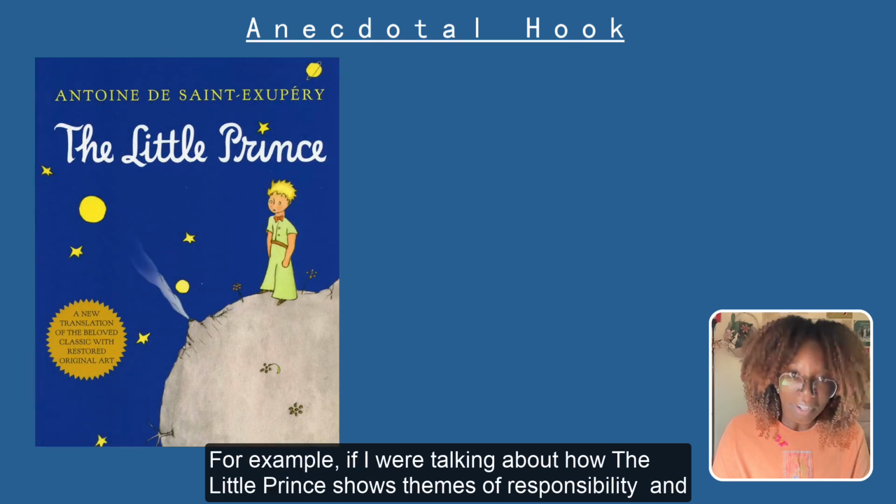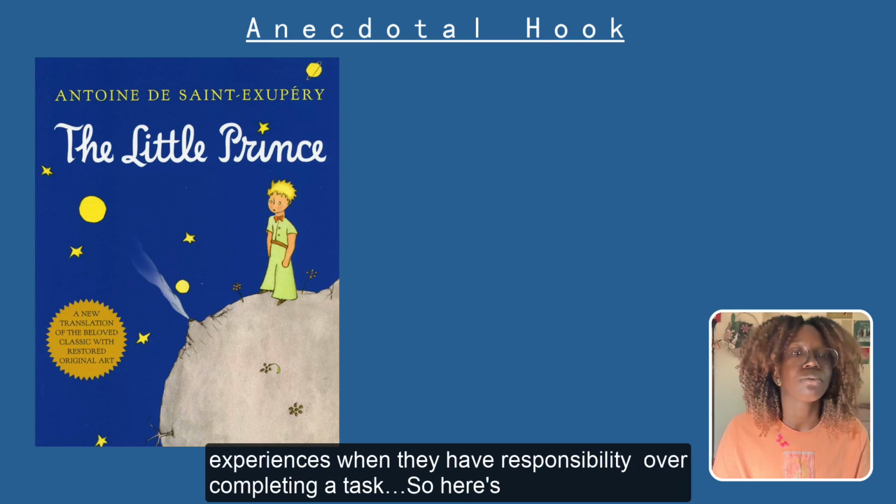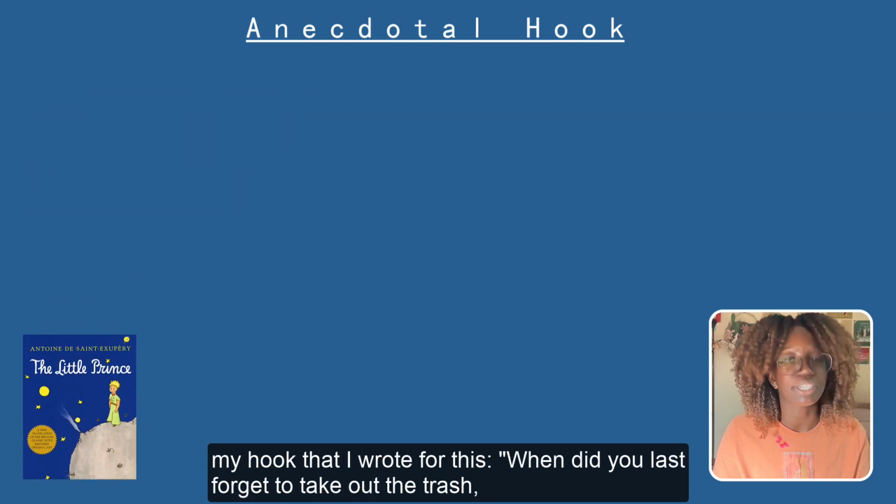For example, if I were talking about how The Little Prince shows themes of responsibility and how responsibility shapes someone, I would choose a story about something that everyone experiences when they have responsibility over completing a task. So, here's my hook that I wrote for this.